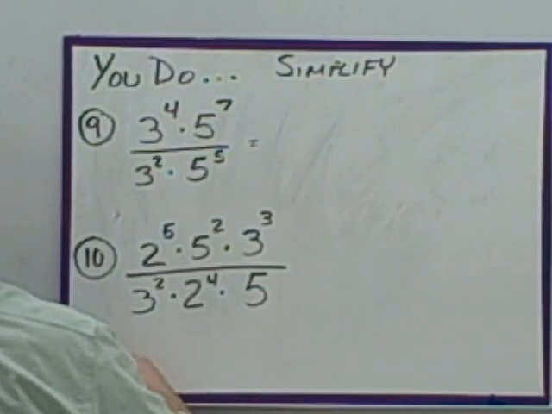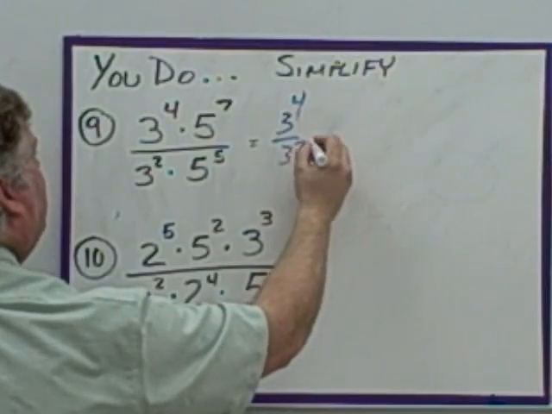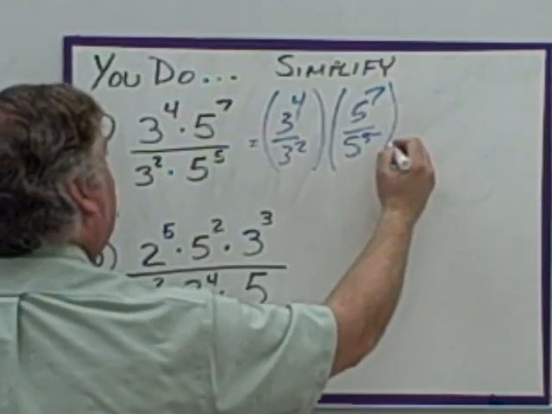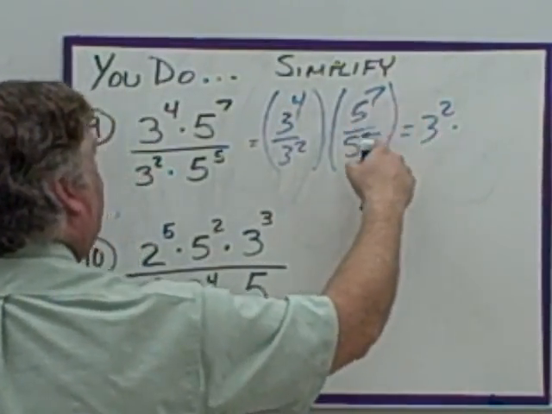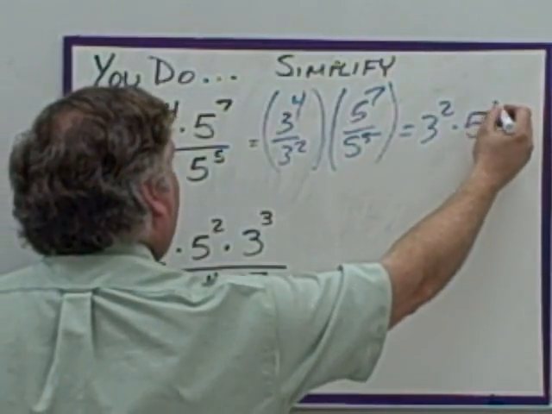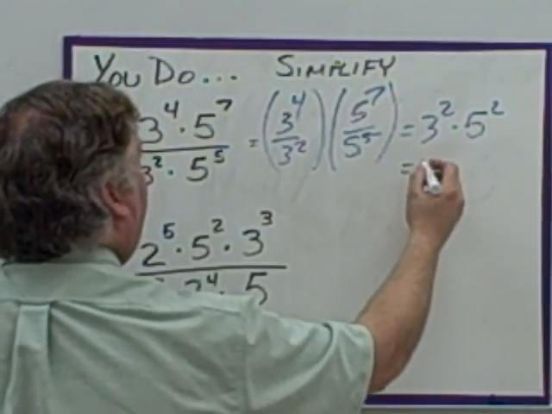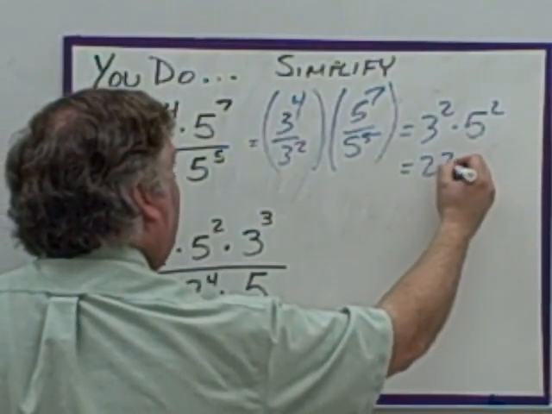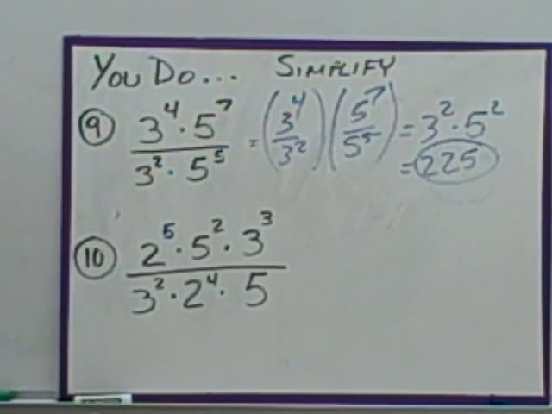All right, this one's going to be 3 to the 4th over 3 squared times 5 to the 7th over 5 to the 5th, which is 4 minus 2 is 2, so that's 3 squared. 7 minus 5, that's 2, so you get 5 squared. So you get 9 times 25. And 9 times 25 is 225 for your final answer on that one. Again, it says simplify, just plain simplify, work it out to a number.